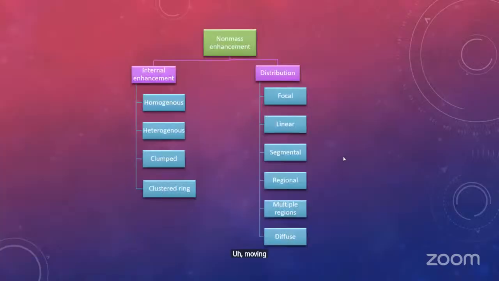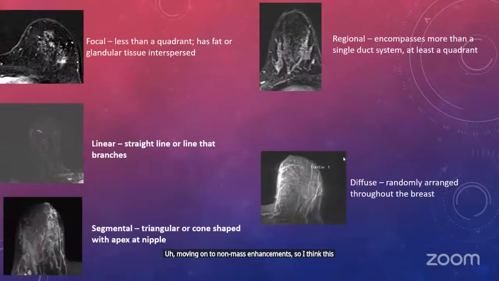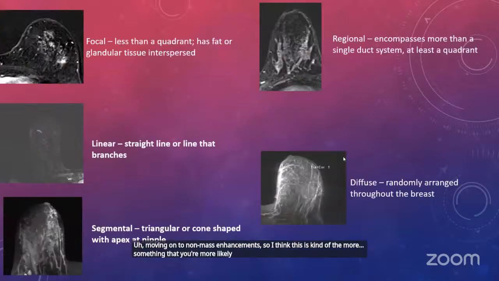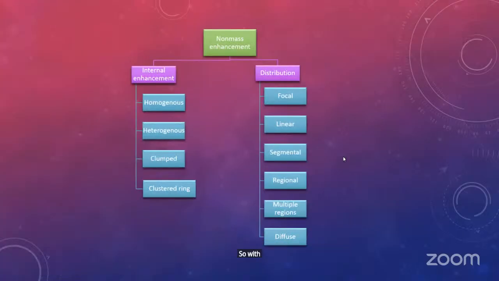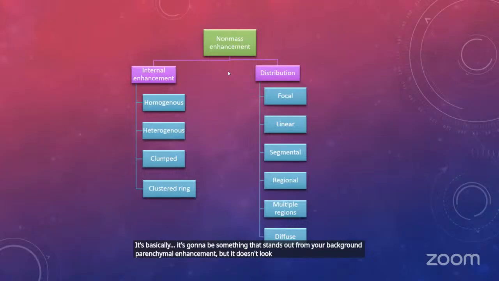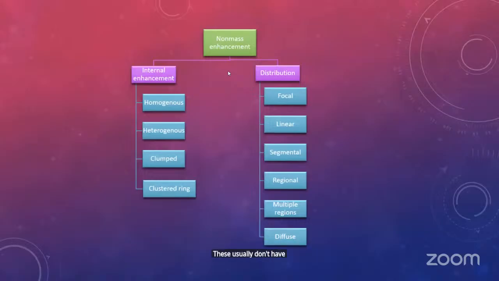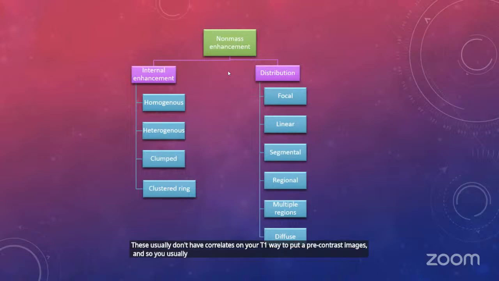Moving on to non-mass enhancement. I think this is something that you're more likely to see only on breast MRI, although non-mass is starting to be used as a descriptor in ultrasound as well. With non-mass enhancement, it's going to be something that enhances, but you can't call it a mass. It's going to be something that stands out from your background parenchymal enhancement, but it doesn't look like it occupies space. It doesn't look like it has convex borders. These usually don't have correlates on your T1 weighted pre-contrast images, and so you usually designate those as non-mass enhancement.